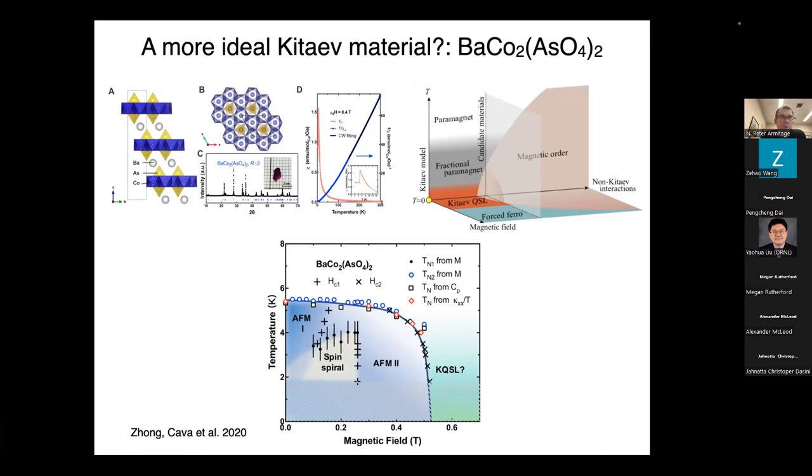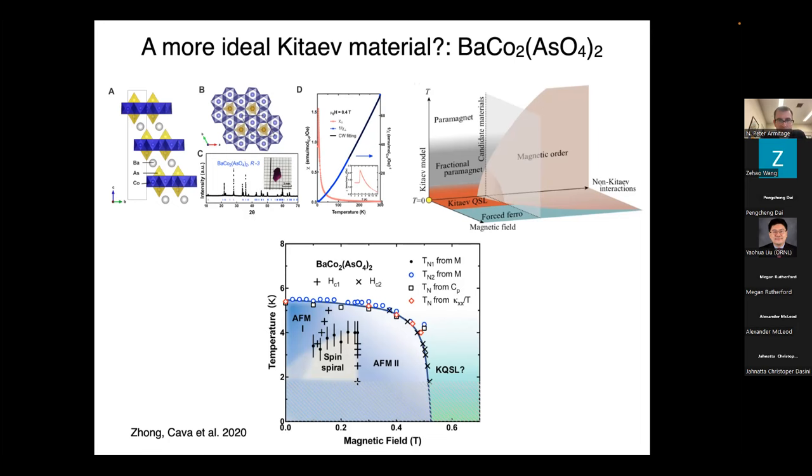And so it was quite reasonable that they inferred from this in this paper that barium cobalt arsenic may be a system with strong bond-dependent interactions of the Kitaev variety, and at the same time, much smaller non-Kitaev terms, which could be suppressed by applying the magnetic field. So this was the context in which we started working on the system.